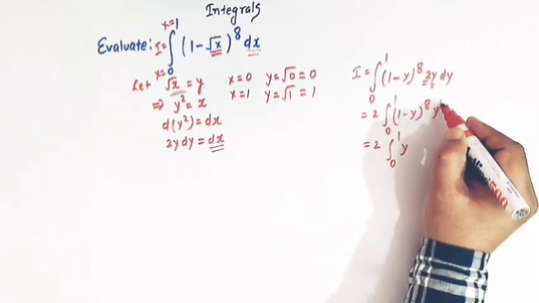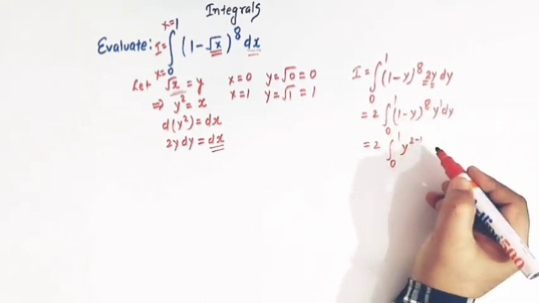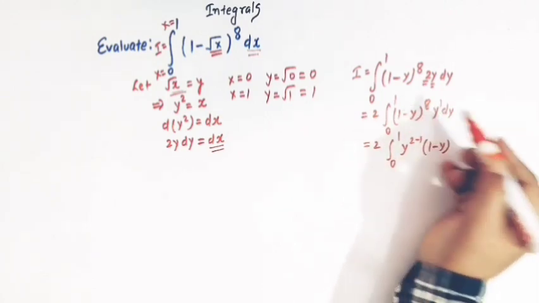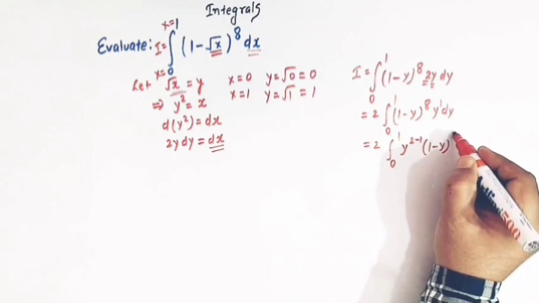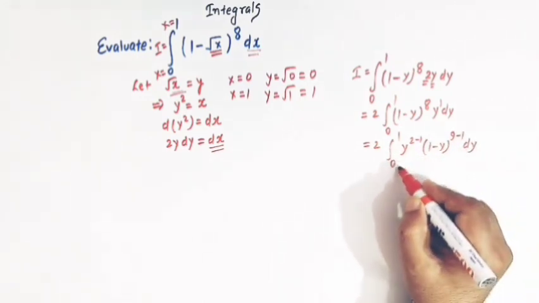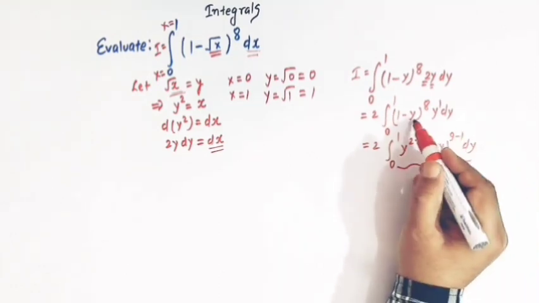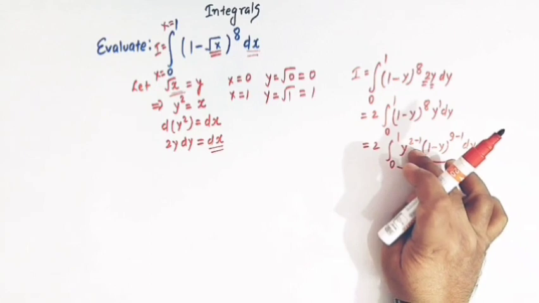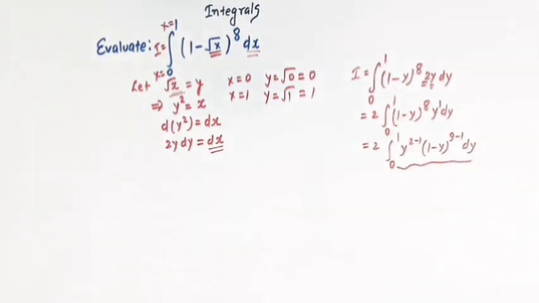So y raised to 1 can be written as 2 minus 1, right? And 1 minus y raised to 8 can be written as 9 minus 1, right? So we have written this integral in this form in order to convert it into beta function.